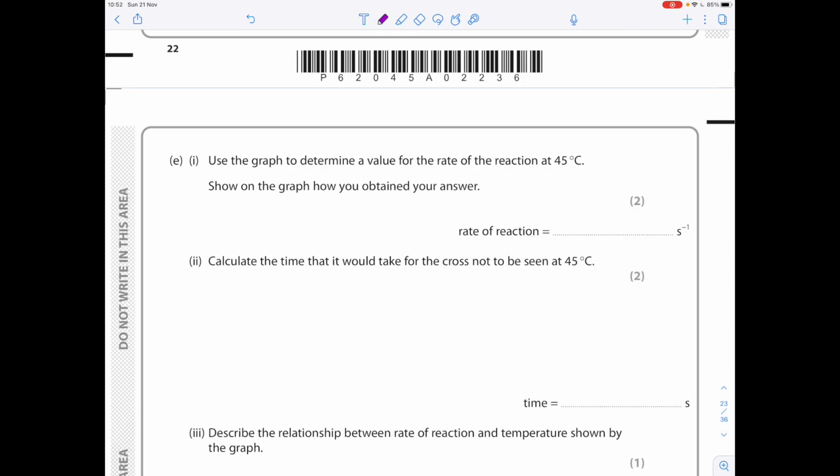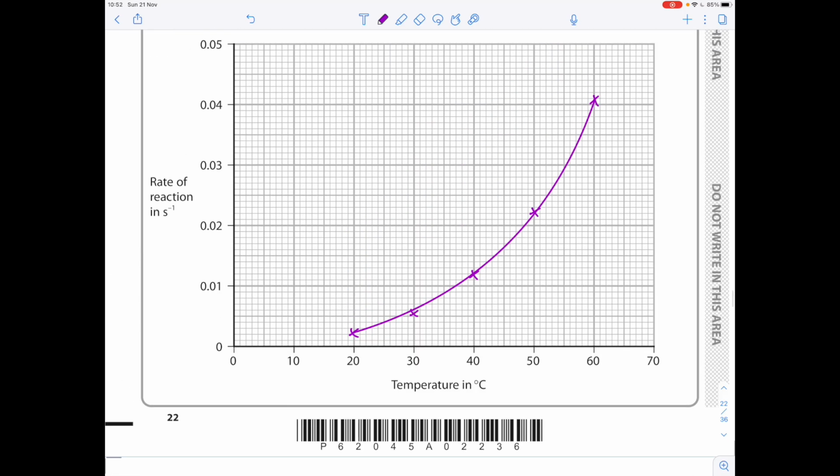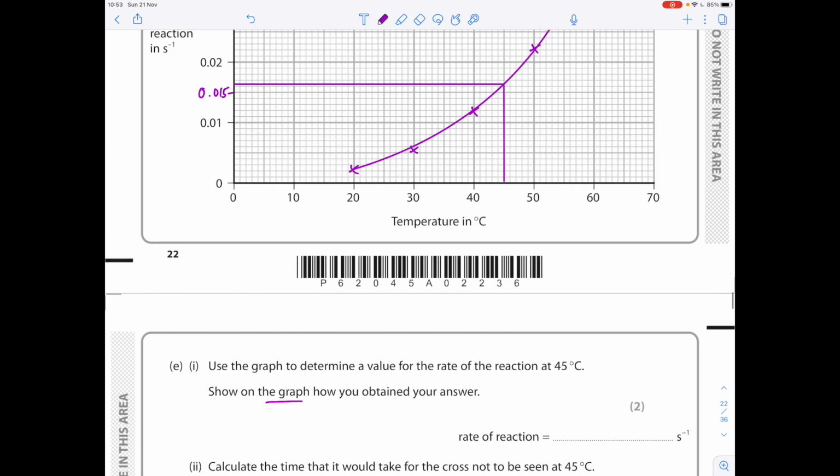Use the graph to determine a value for the rate of reaction at 45 degrees and show on the graph how you obtained your answer. So we do need to draw this line. Here's 45 degrees. Take that line up and then read across. So if that's 0.015, we're just a bit higher than that. So 0.0162 is the value I'm going for.